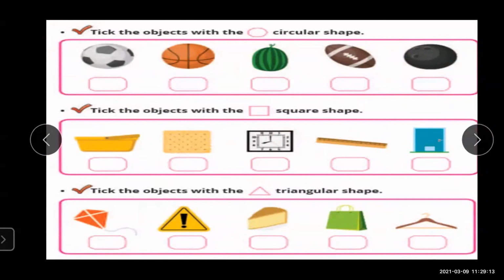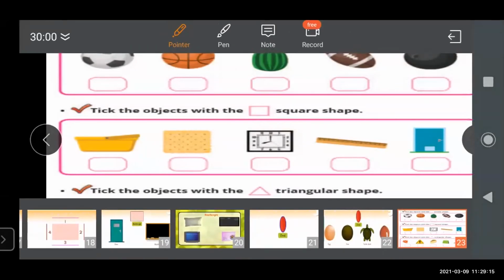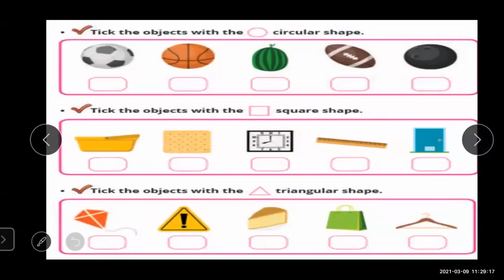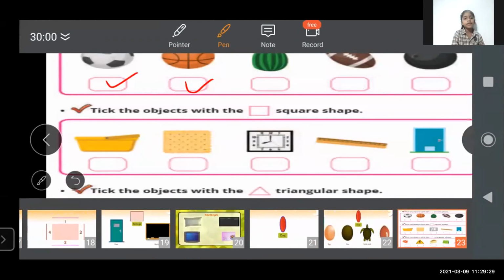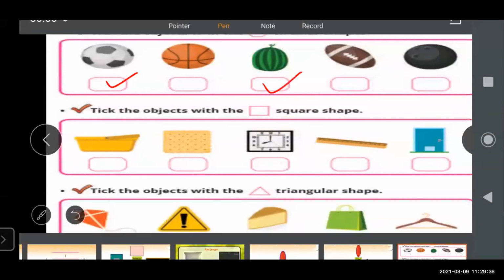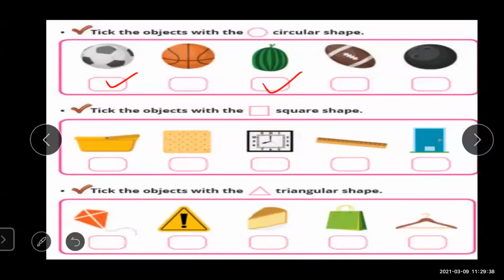Now let's solve this. Tick the object with the circle shape. Which is the circle shape? Ball. Very good. Next, again ball. Is it right? This is a rugby ball. Next, watermelon. Very good. And this large one, golf ball.